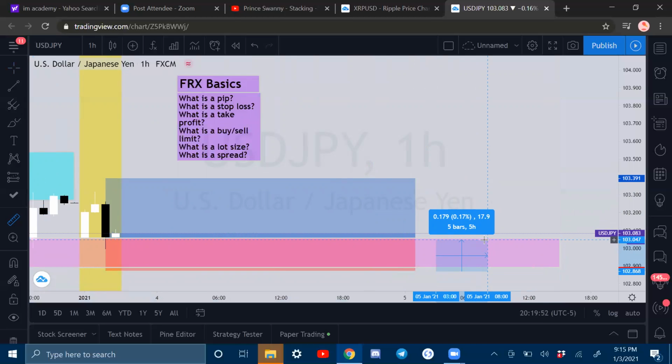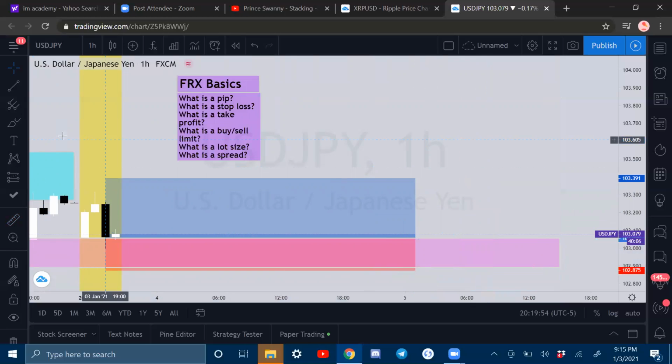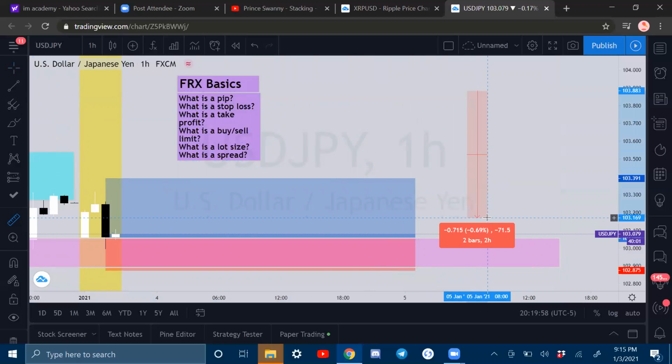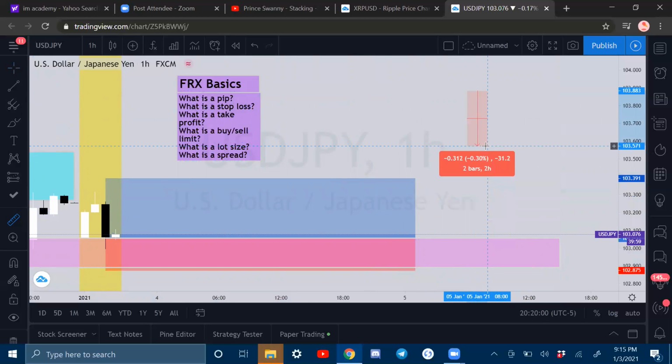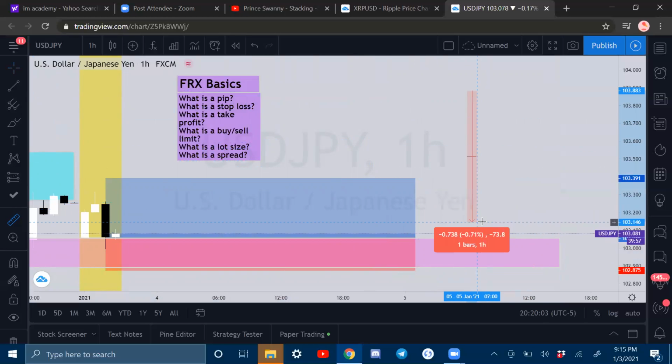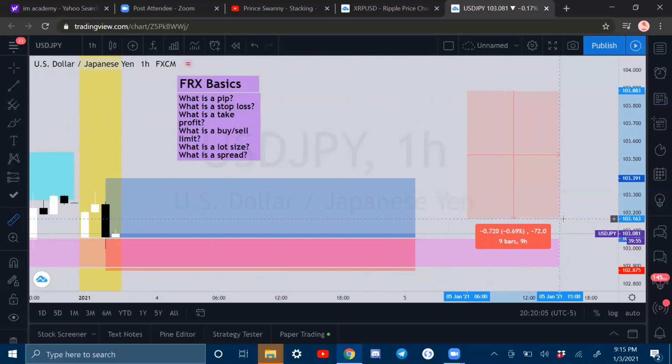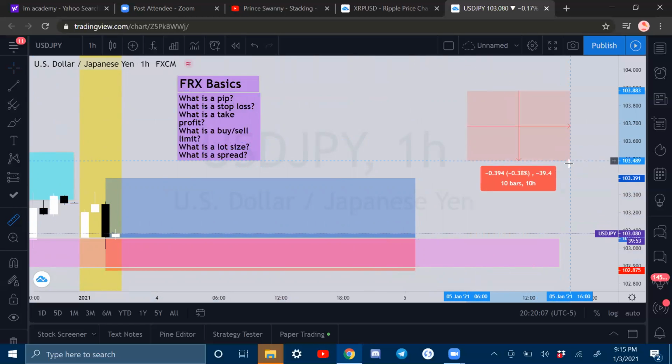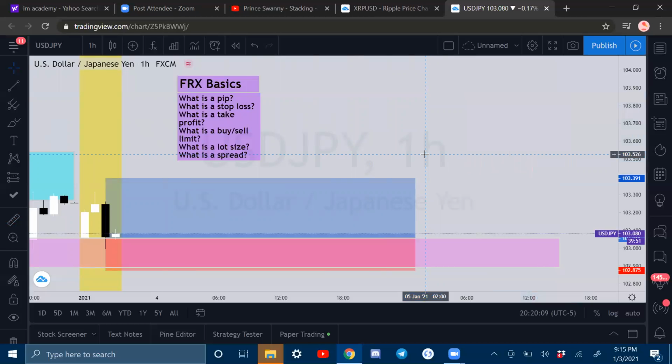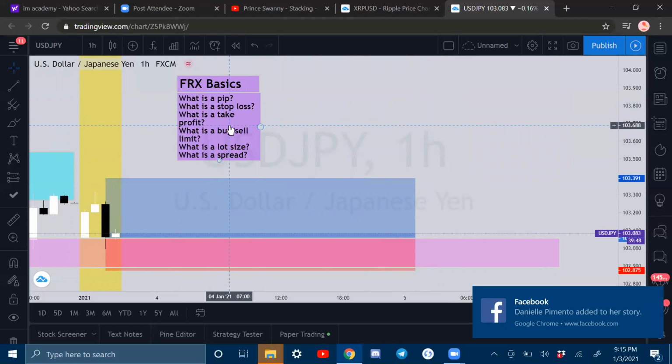So pips is very simple. It's just like how we measure using a ruler. 12 inches is bigger than 5 inches, right? Just an example. This will give you more profits than this, correct? All right, so let's move on. That's a pip. What is a stop loss?